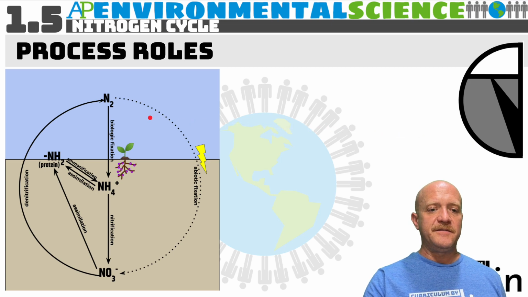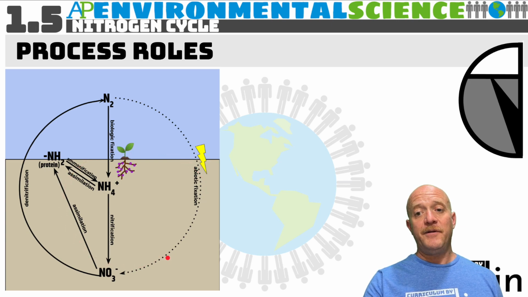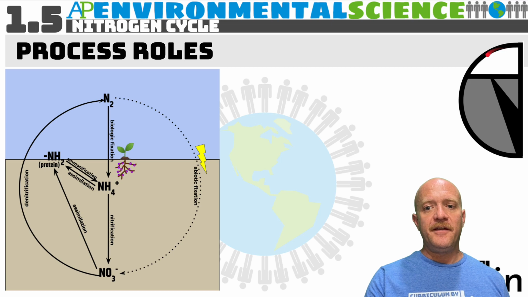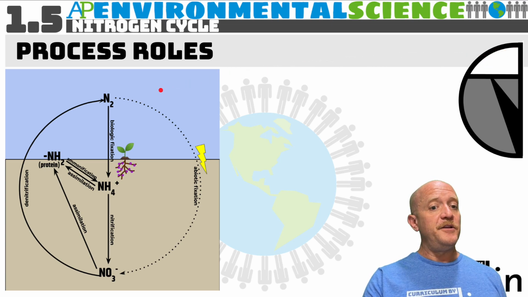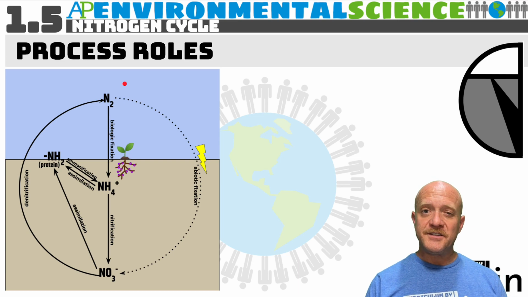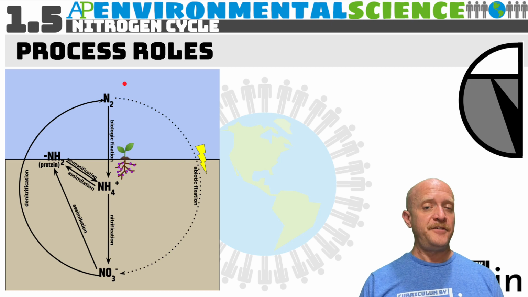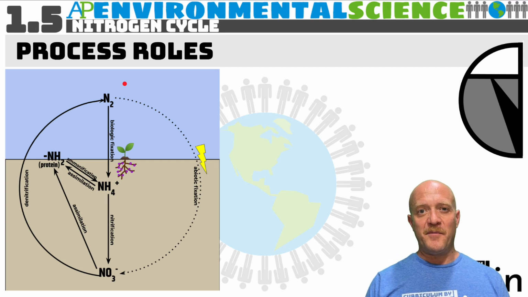So we'll be practicing this throughout the year. But each one of these components, if you see here, N2, NH4, NO3, NH2 here, and everything down here in the brown area, the gray area, represents underground, and everything up here is above ground. You'll notice that most of the nitrogen cycle takes place underground. Also, most of the nitrogen cycle takes place with the help of bacteria. That is something that you need to remember.